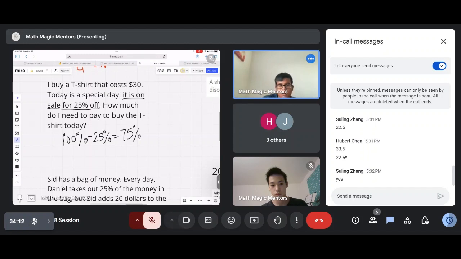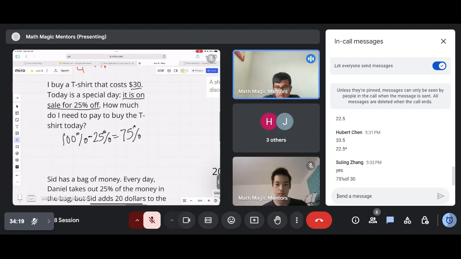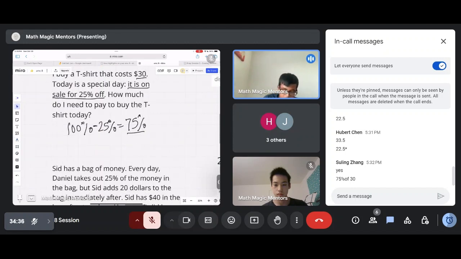All right. So I start with 100%, which is the original price. That's $30, right? And then I don't have to pay for 25% because the store has a sale for 25% off, right? So I don't need to pay the 25%. So I'm left with the 75%. And so how much do I need to pay to buy the T-shirt today? So I said if 100% is 30, then how much is 75%?